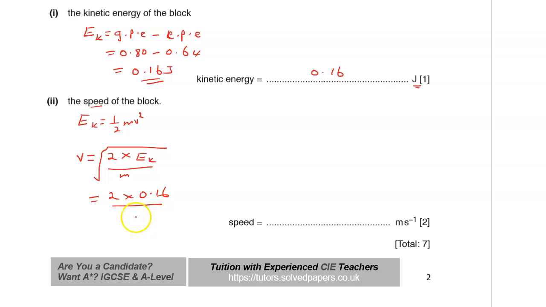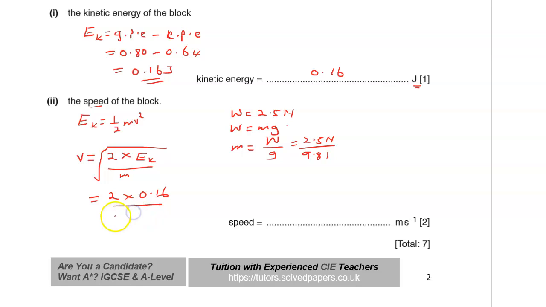We can get the mass. We know the weight is 2.5 newtons, and we know that weight equals mass times gravity. Therefore, mass will be weight divided by g. In this case, it will be 2.5 newtons divided by 9.81, and that should be our mass. So you can use that here.